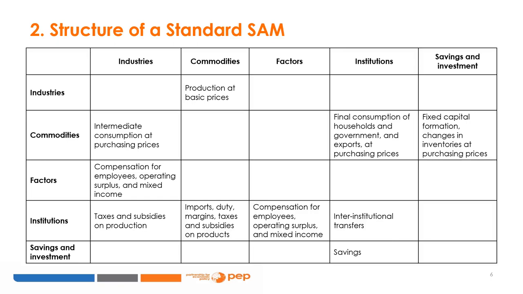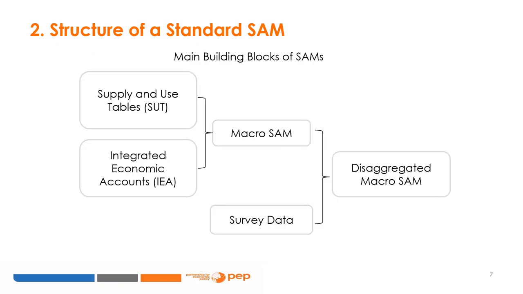The main building blocks of a SAM are the supply and use tables, SUT, and the integrated economic accounts, IEA. The two national account tables are combined to build the macro SAM. The construction of a SAM also uses non-national account information, for instance, survey data, to improve the representation of social and institutional groups, leading to a disaggregated SAM.